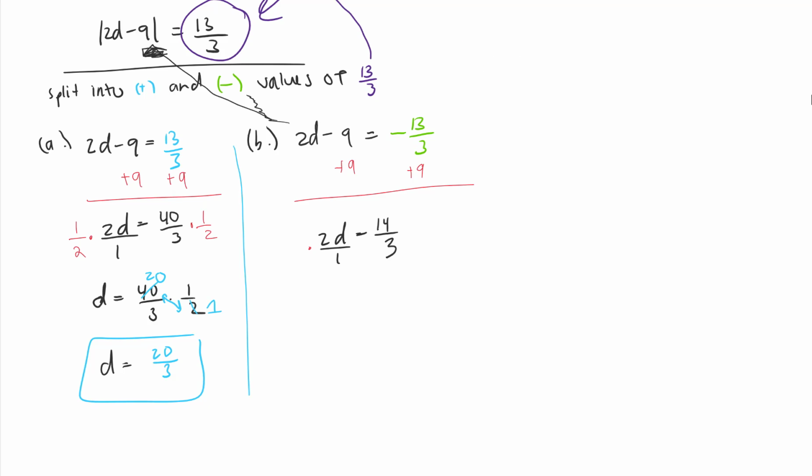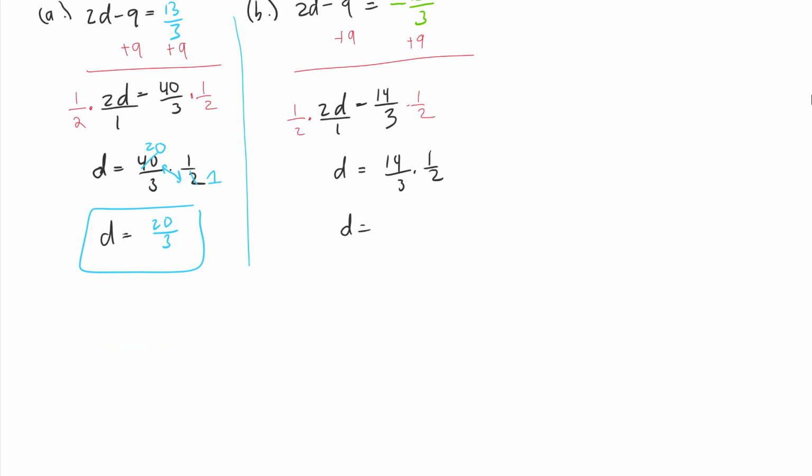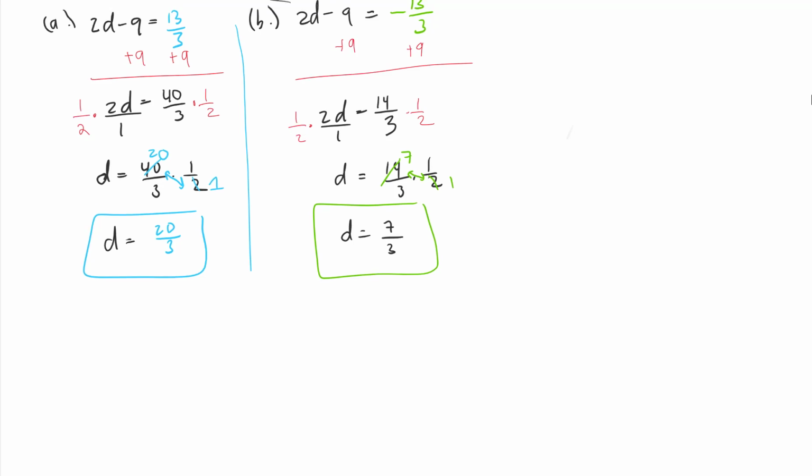So to get the d by itself, I'm going to multiply by the reciprocal on both sides. So you have d is equal to 14 over 3 times 1/2. Here, I can cross cancel the 2 and the 14. 2 divided by 2 is 1, and 14 divided by 2 is 7. So now multiplying across, 7 times 1 will give you 7 as a numerator, and in the denominators, 3 times 1 is 3. So now you have that your second answer is going to be 7/3.